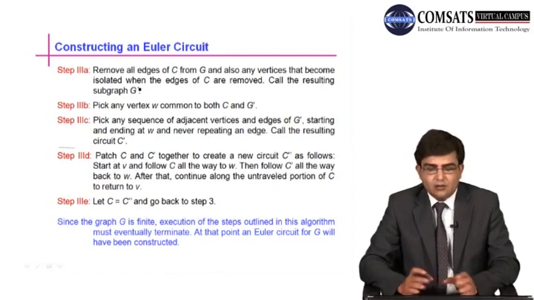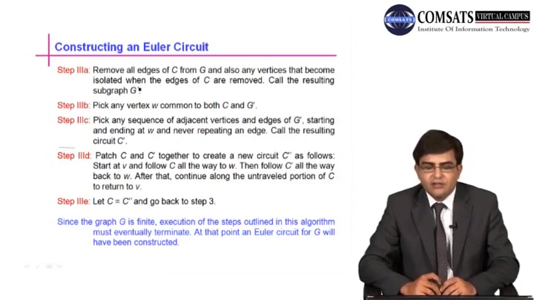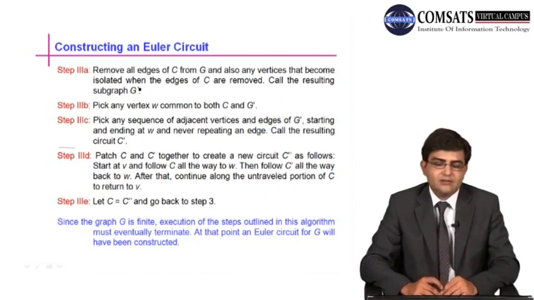Step 3D: patch C and C dash. Now we combine together C and C dash to create a new, larger circuit C double dash as follows. Start at V and follow C all the way to W, then follow C dash all the way back to W. After that, continue along the untraveled portion of C to return to V. In step 3E, we call the new whole circuit which contains C and C dash, C. That is, C is equal to C double dash, and go back to step 3.